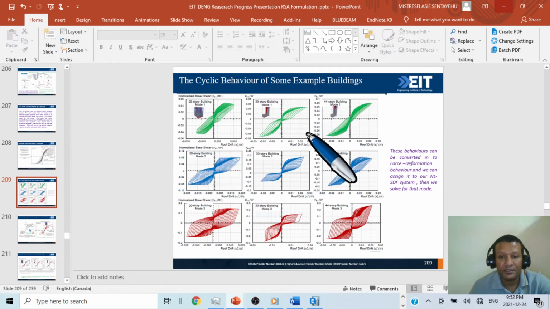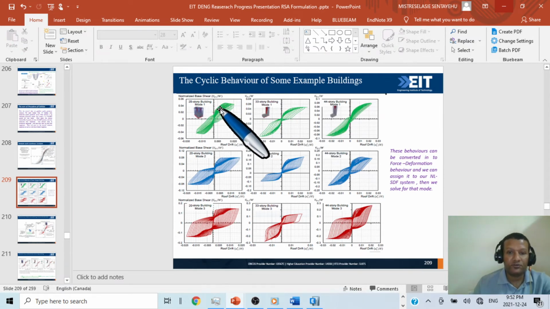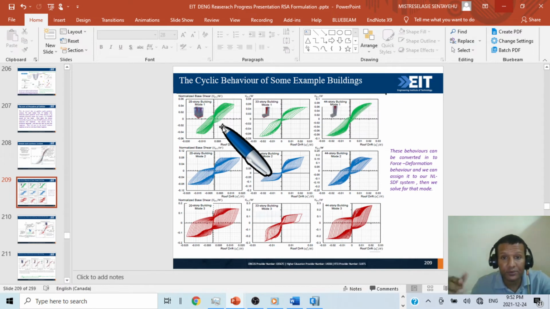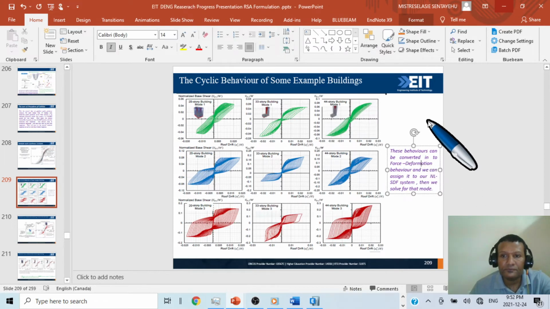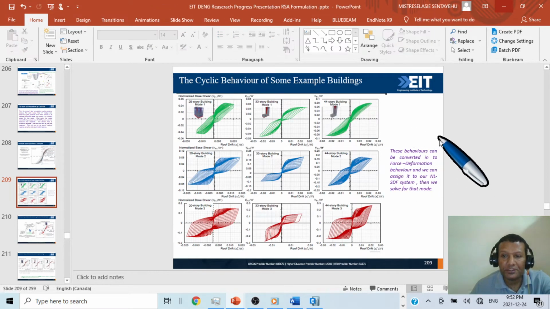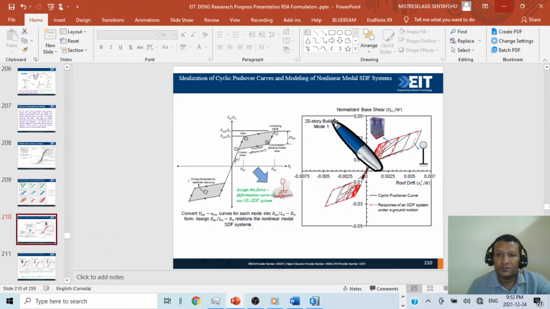They perform this, and once they got the hysteresis curve, the force deformation pushover curve, they change it into an idealized bilinear or trilinear curve, and we assign it to our single degree of freedom system as a capacity. Then the demand to capacity ratio will be checked at the end. This is also the same for the 20-story building. We have base shear, normalized with W, and roof displacement, normalized with H. This is our single degree of freedom system.